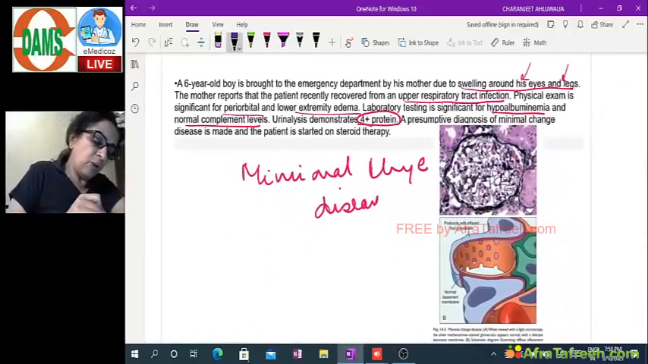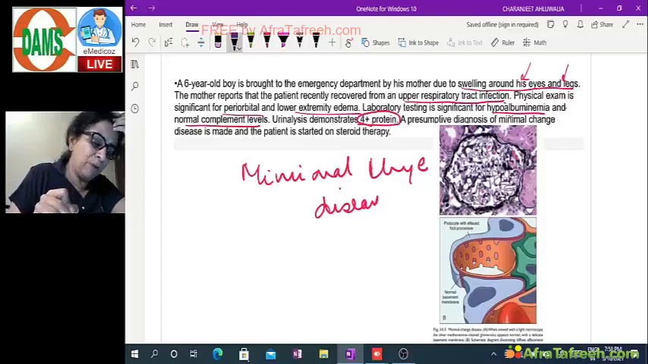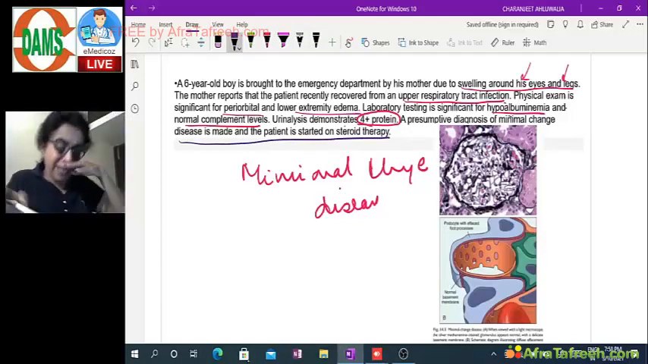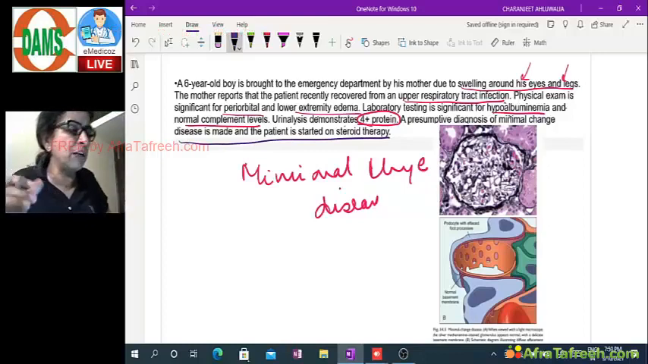A 6-year-old boy is brought to the emergency department by his mother due to swelling around the eyes and legs. The patient has recovered from a urinary tract infection. Physical examination shows periorbital and lower extremity edema. There is hypoalbuminemia and normal complement levels. Urine analysis shows 4+ proteins. A presumptive diagnosis of minimal change disease is made and the patient is started. This is just to tell you how the question is.